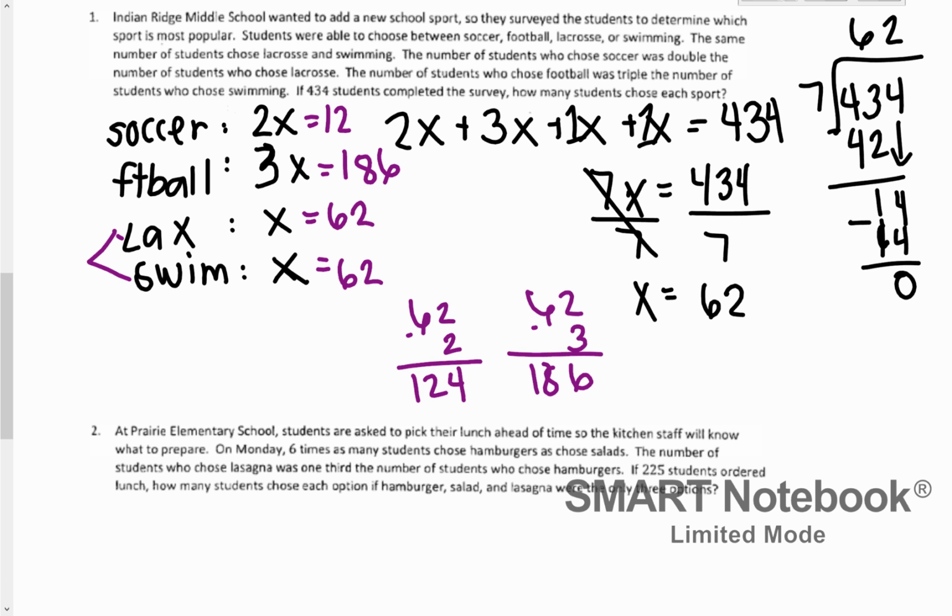to get 124. Make sure that you are reading the directions, because either they're going to ask you for the equation, for what variables you'd represent them as. So if they ask what variable would you use to represent soccer, your answer would be 2x. If they ask how many students chose soccer, your answer would be 124. So just make sure at the end of that question you're paying attention to what they're asking for to make sure that you're answering that question correctly.